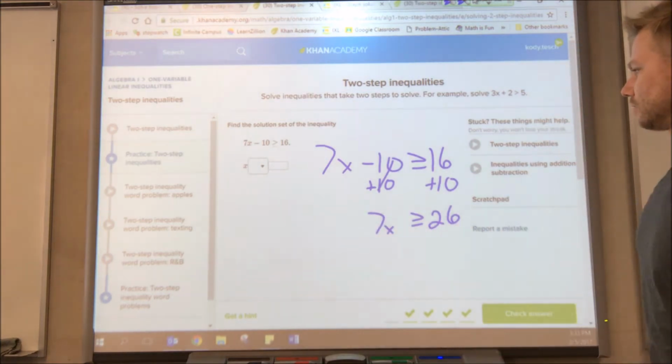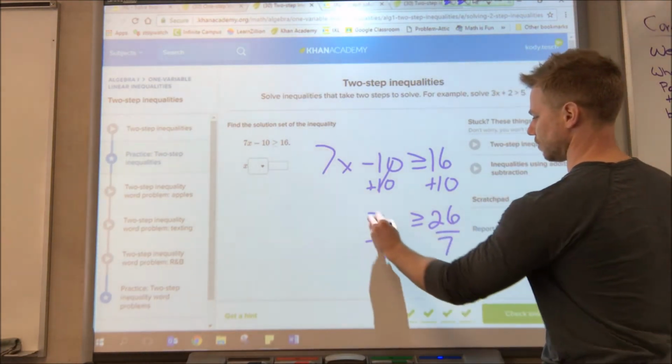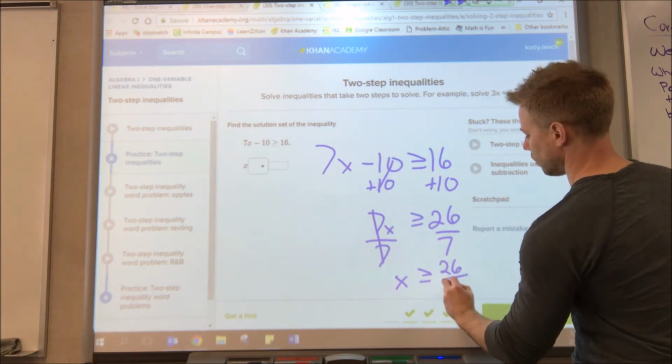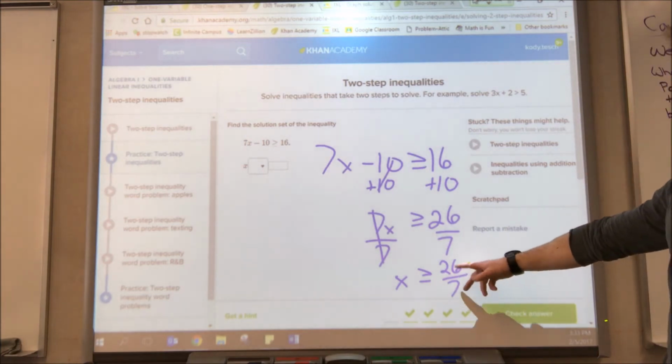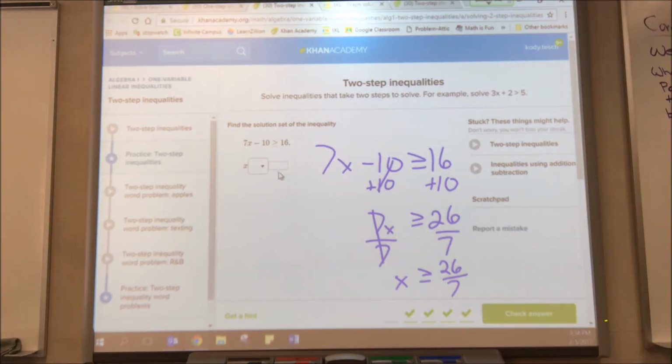And then get rid of that 7 by dividing. Divide by 7, divide by 7. X is greater than or equal to 26 over 7. 7 is prime, so there's nothing that goes into 26 and 7. We can't reduce that at all.